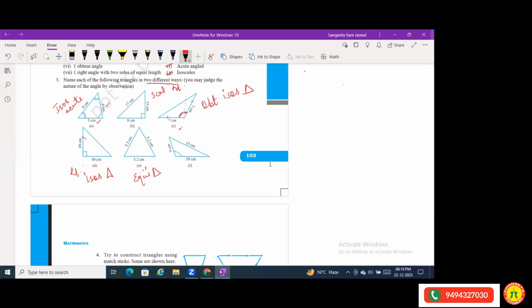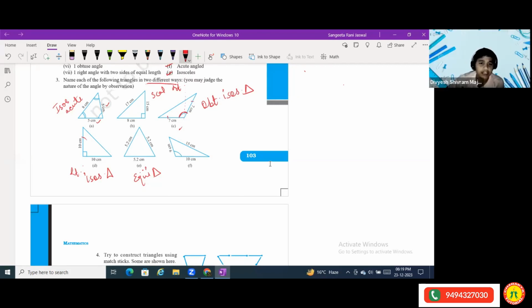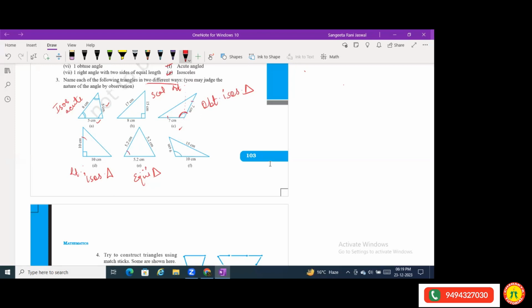Next is, Soumya, you tell the next one now. This is an obtuse... Ma'am, the first one could be an acute angle triangle, right? Acute also. But at the same time, when all sides are equal, all angles are also equal. In an equilateral triangle, all angles are equal, so you can call it an acute equilateral triangle also. So, it's all the same.